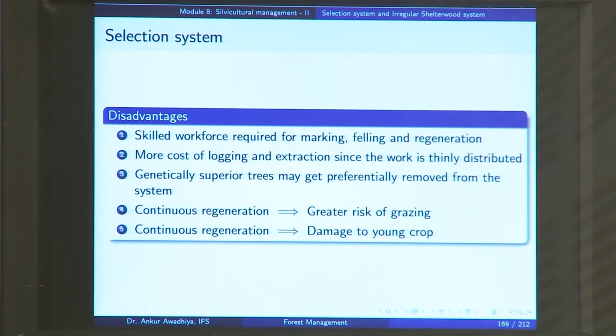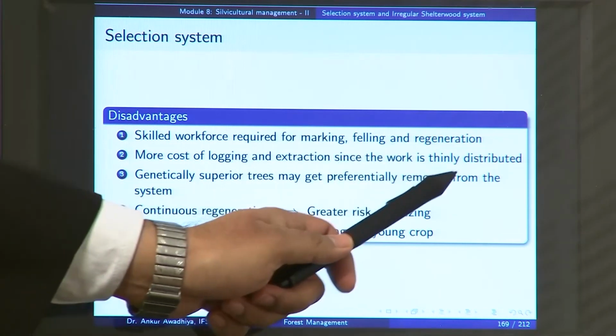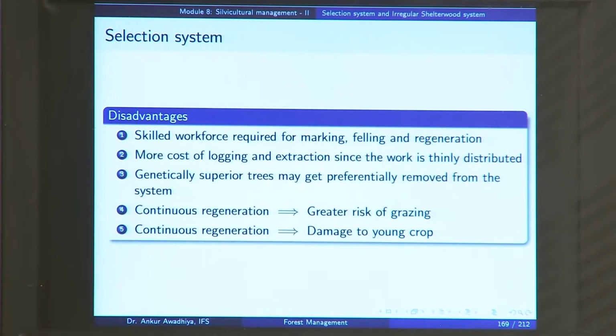So, more amount of skill is required. There is a greater cost of logging and extraction, since the work is thinly distributed. You are not concentrating your operations in any area, you are doing the operations over the whole of the forest, which makes it much more costlier as compared to, say, a clear felling system, where the work is concentrated in an area.